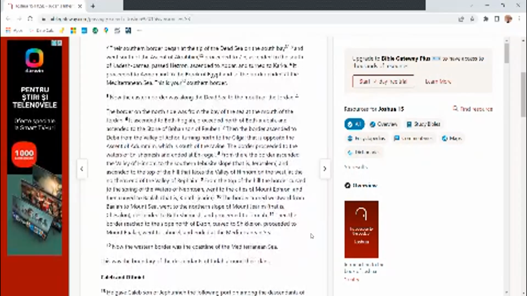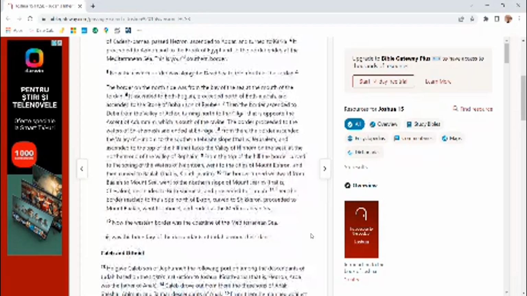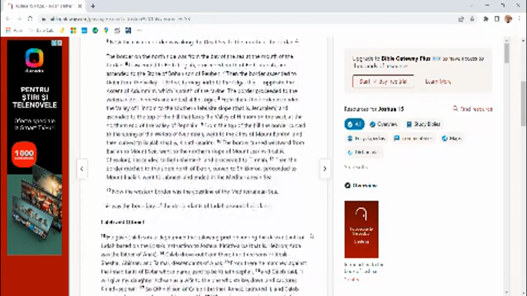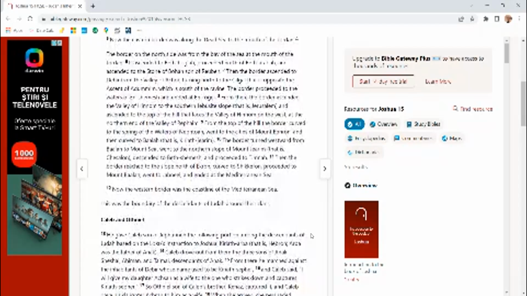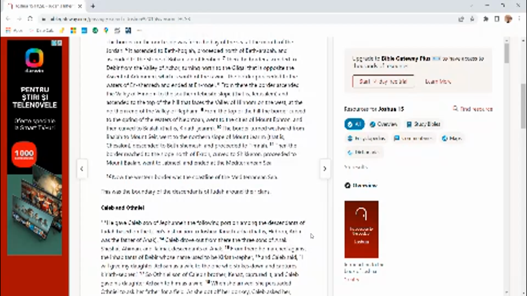Now the eastern border was along the Dead Sea to the mouth of the Jordan. The border on the north side was from the bay of the sea at the mouth of the Jordan. It ascended to Beth Hoglah, proceeded north of Beth Arabah, and descended to the stone of Bohan, son of Reuben. Then the border ascended to Debir from the valley of Achor, turning north to the Gilgal that is opposite the ascent of Adummim, which is south of the ravine. The border proceeded to the waters of En Shemesh and ended at En Rogel.